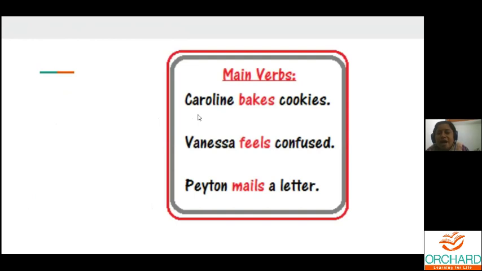So Carolyn bakes cookies. You see Carolyn is singular. So we have to add s. Do you remember this rule? Carolyn bakes cookies. Benisa feels confused. Peyton mails a letter. You have to add s to the verb which is in singular form. For singular form, you have to add s. And for plural form, you should not add this.